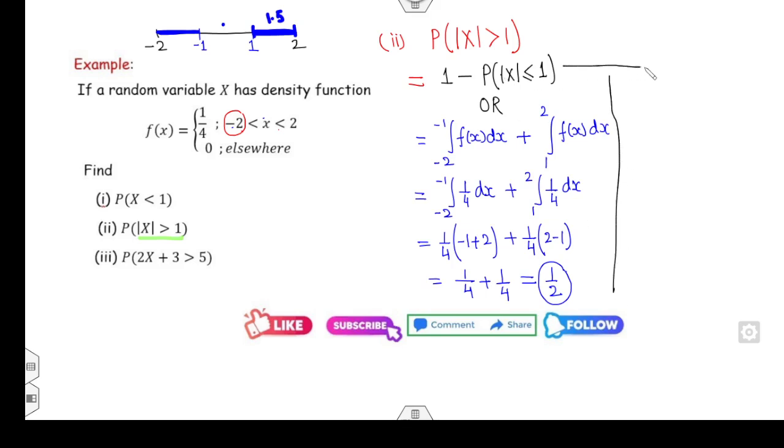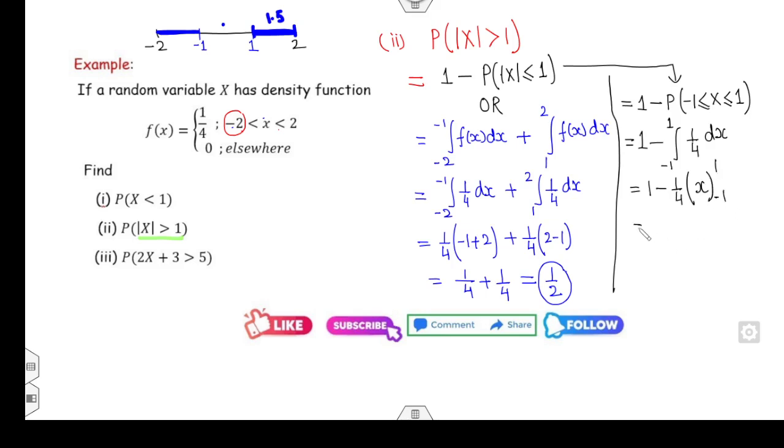Or otherwise, if you solve it in this manner, I can write 1 minus, because this is the modulus value, I can open it as mod of x less than or equal to 1, that is minus 1 less than or equal to x less than or equal to plus 1. Now for this integration, I can write from minus 1 to plus 1 of fx, which is 1 over 4 dx. So 1 minus 1 over 4 from minus 1 to 1. So 1 minus 1 plus 1, so it's 2. 1 minus half is again half, which is the right answer.